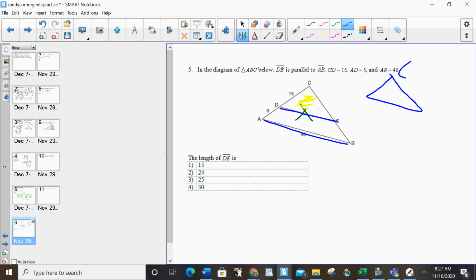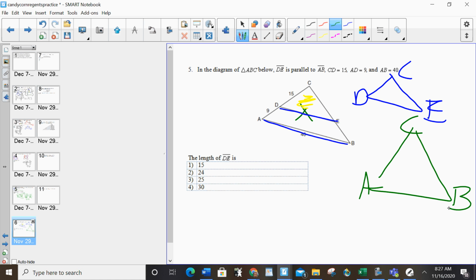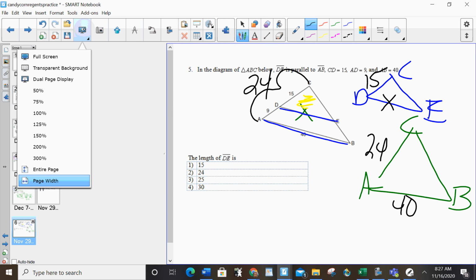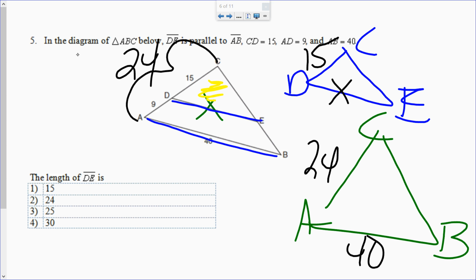So I'm going to separate my triangles, CDE, CAB. The small one's usually easiest to deal with, 15 and X. Expect to have to add or subtract something. CA is 24, AB is 40. Now that I have that, put your corresponding pieces on top of each other. 15 over 24, x over 40.